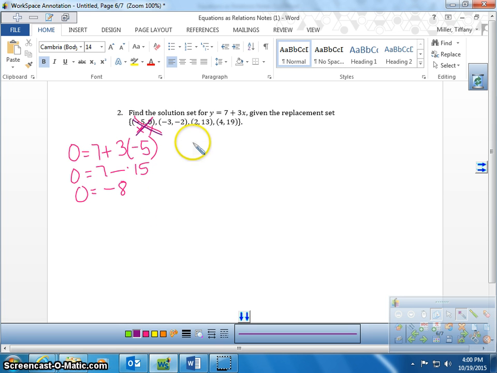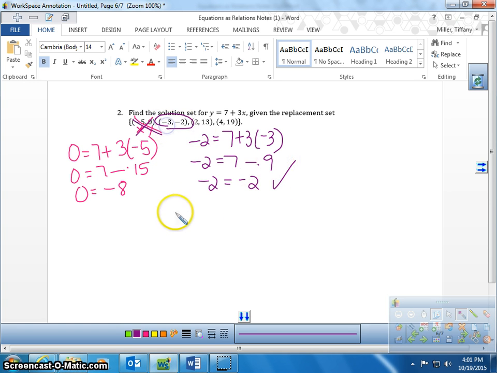We're going to do the same thing for the next point. -2 equals 7 plus 3 times -3. Be careful here. Do not forget your negative signs like so many of you like to do. They're negative for a reason. So -2 is equal to, again I'm going to multiply first, 7 plus 3 times -3, which is -9. Or I could rewrite that as 7 minus 9. Negative 2 is equal to 7 minus 9, which is negative 2. Does negative 2 equal negative 2? Yes, it does. So therefore, (-3, -2) is a solution.